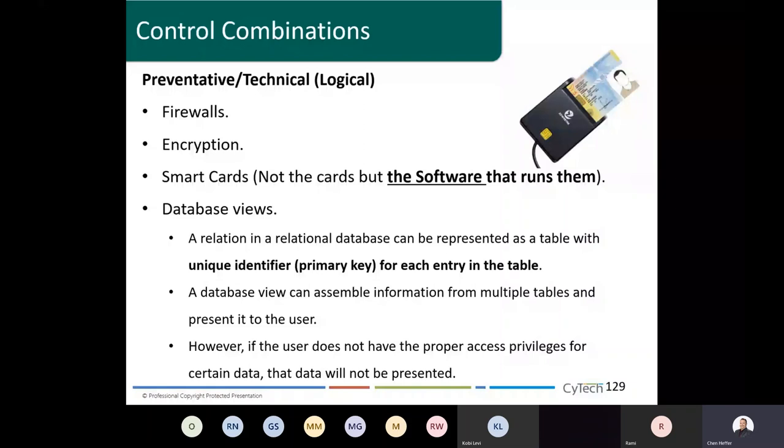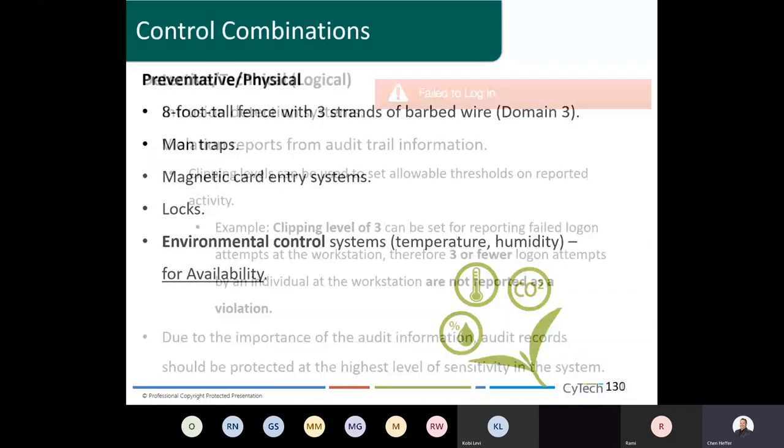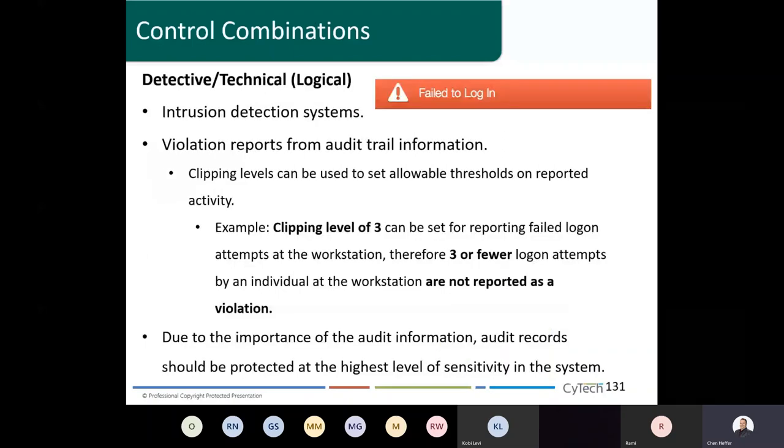And then preventive control and physical control combined is your fence, your 8-foot tall fence with 3 strands of barbed wire, which we will need in domain 3. Any type of environmental control, temperature, humidity, for availability of your systems can be your preventive administrative control. Now, when we talk about detective and technical control, this is easy. This is basically your SIEM system or any type of correlation of logs that can tell you a story that you have a potential cyber incident here and there in your organization. So this is your detection side of business, of controls that tell you a story using the technical capabilities or logical capabilities.